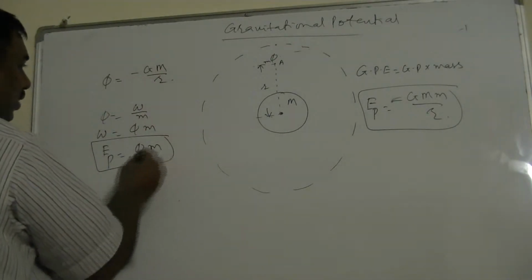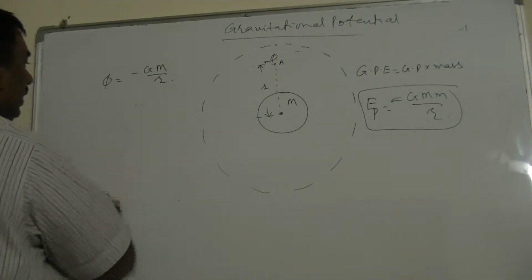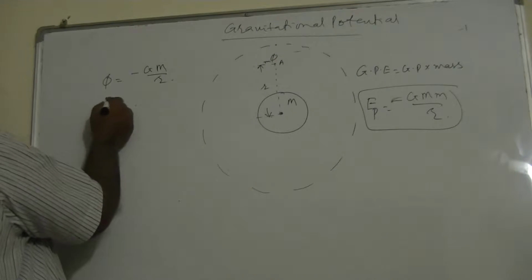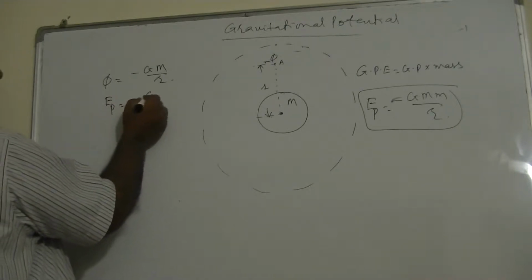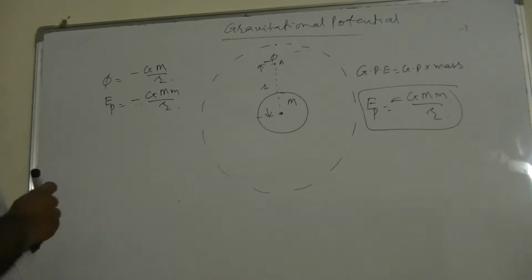So there are two very important formulas in this chapter. One is the gravitational potential, that's phi is equal to minus GM upon r. The other is the gravitational potential energy, which is minus GMm upon r. So these are the two formulas.